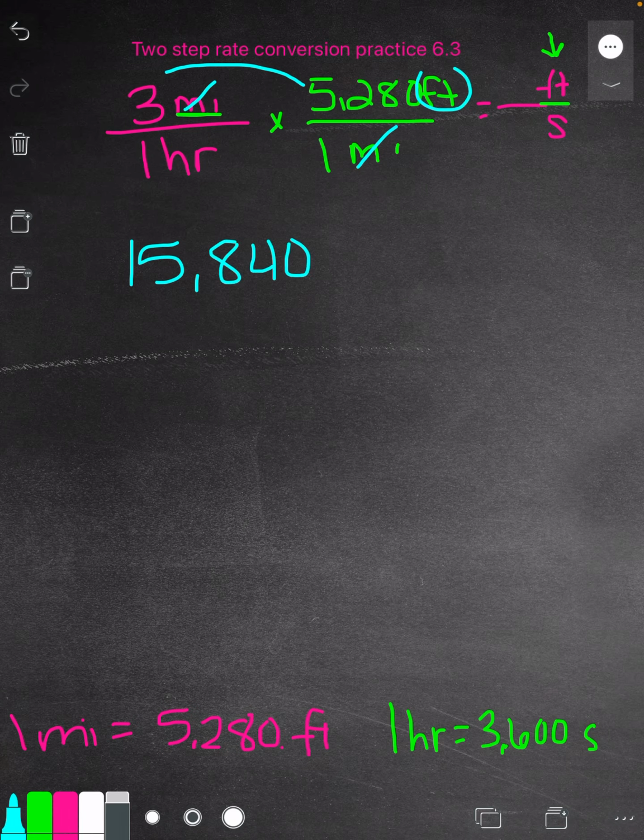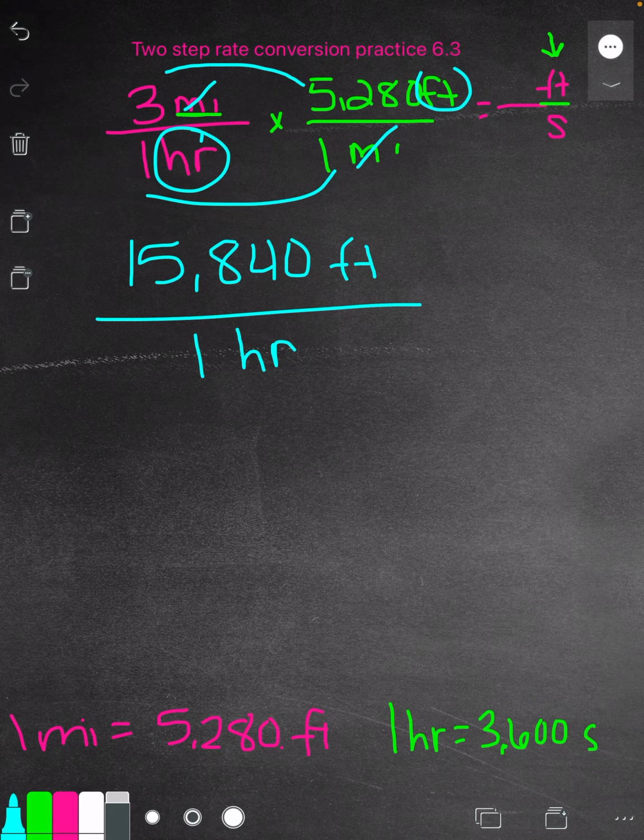Feet is the only part that I have left on the top, so I'm going to put it on the top, the only measurement. I have 1 hour times 1. 1 times 1 is 1. An hour is the only measurement that I have down there, so I will keep it. Now, let's compare what we have now to what we're trying to get to.